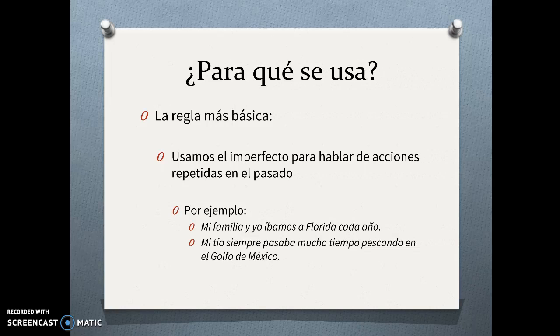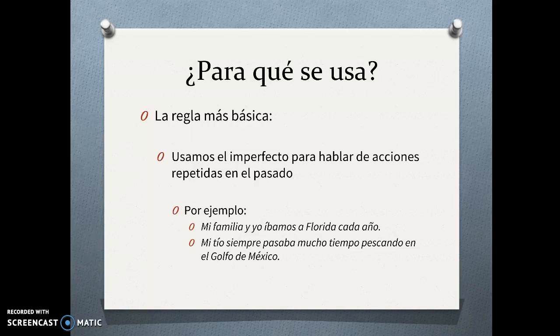Remember that typically we use el pretérito, or the preterite, to talk about things that happened once, or events that are over and done with and are not going to be repeated, or had not been repeated. We use the imperfecto to talk about actions that were repeated in the past or actions that happened often in the past. So, por ejemplo, we have mi familia y yo íbamos a Florida cada año. You could translate this as saying my family and I went to Florida every year, or my family and I used to go to Florida every year.